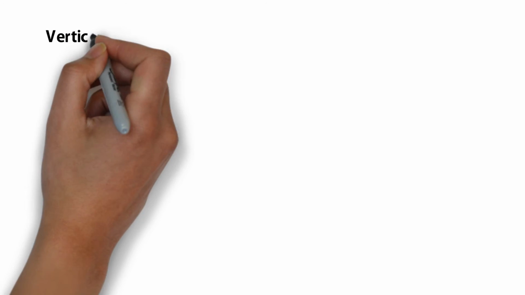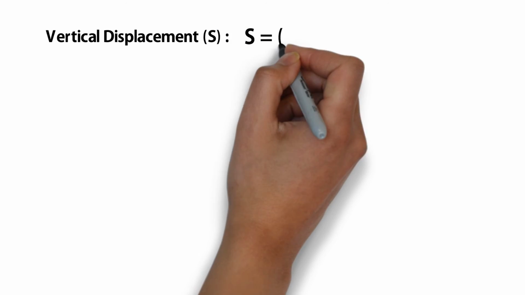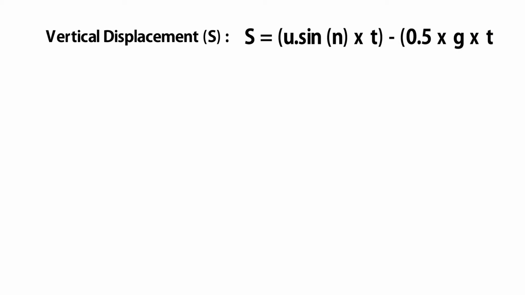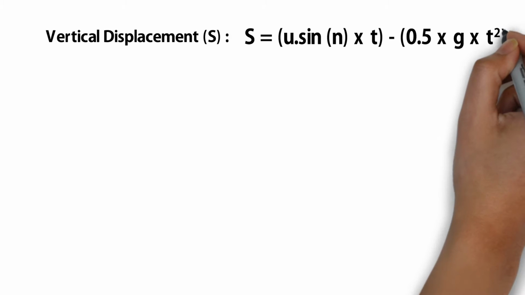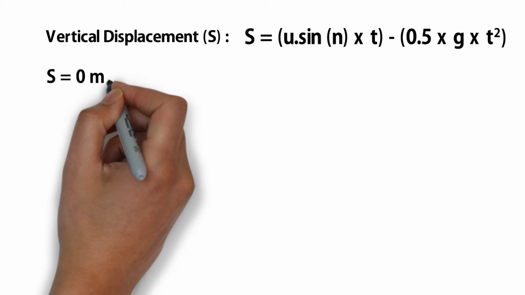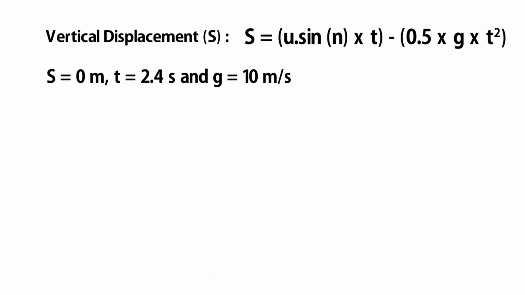Now, we need another equation in terms of u and theta. We can obtain this by using the vertical displacement formula, which is given by u sine theta into time taken minus half g t squared. We can see that the ball at initial and final points is on the same vertical level, which means that the vertical displacement is 0, the time is 2.4 seconds and the acceleration due to gravity is 10 meters per second squared.